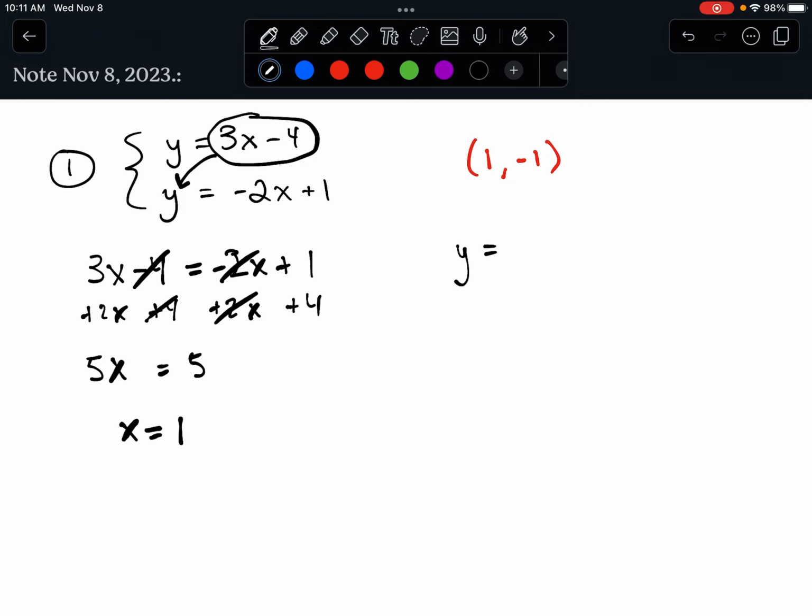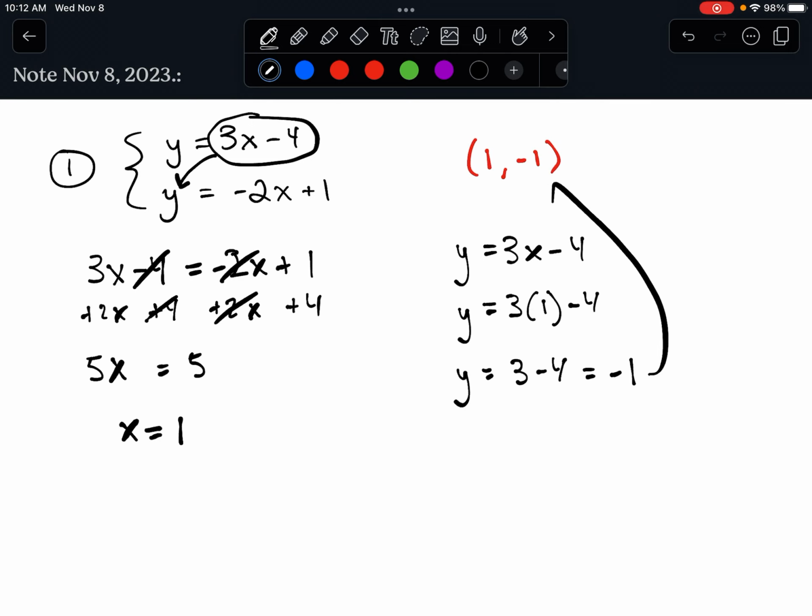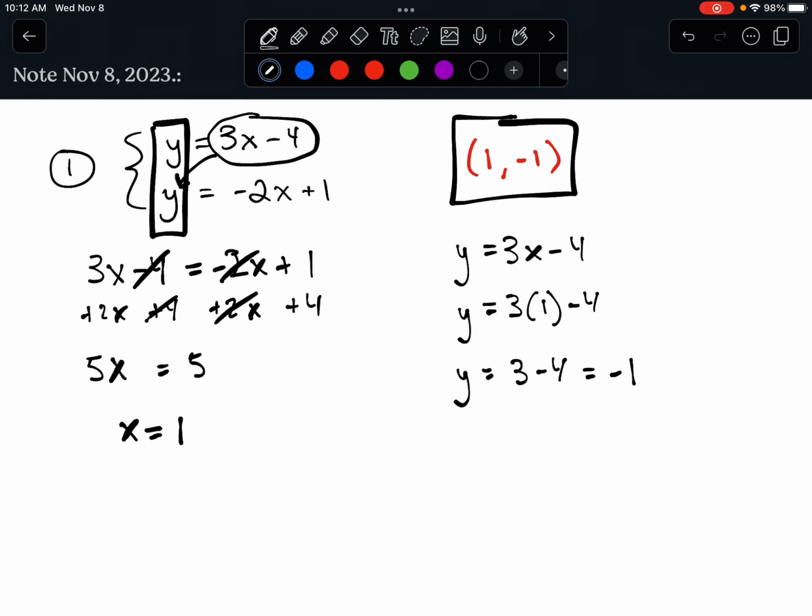I'm just going to choose the top one here, y equals 3x minus 4. If I replace this x with a 1, we get y equals 3 minus 4, which is just -1. Again, that's what we would expect to get. So that means my final answer is (1, -1). This is where these two lines intersect. Substitution works great when you have a variable all by itself, when it is isolated. You have to have an isolated variable if you're going to use the substitution method.